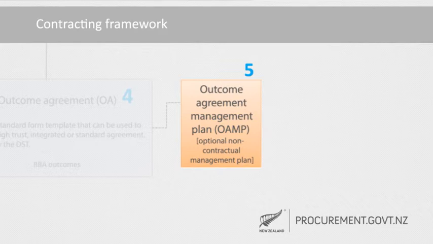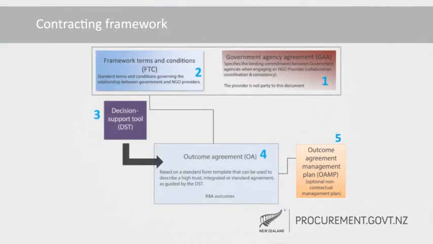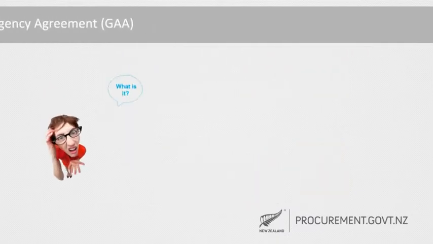Together, the Government Agency Agreement, Framework Terms and Conditions, Outcome Agreement, Outcome Management Plan, and the Decision Support Tool make up the contracting framework. The first part of this webinar will look at the Government Agency Agreement. The second part will look at the Framework Terms and Conditions, and the third and final part will look at the Decision Support Tool, Outcome Agreement, and Outcome Agreement Management Plan. Let's take a look at the Government Agency Agreement.